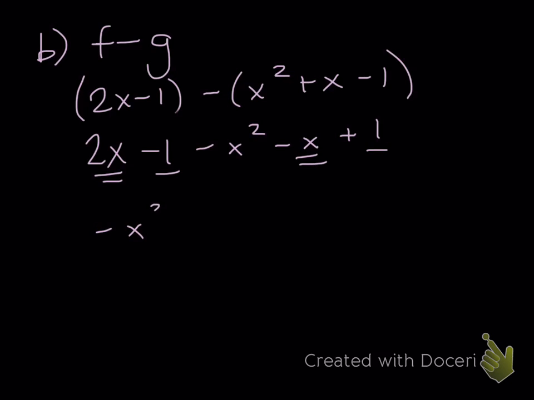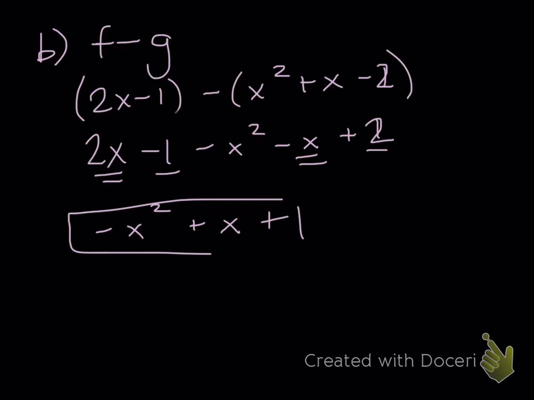So I have a negative x squared plus x. And then, actually, you know what? I copied that wrong. This should be minus 2. So that'll be plus 2, and then I'll have a plus 1 here. So that's what I get when I subtract them, and again, the domain is negative infinity to infinity because there are no fractions or square roots.